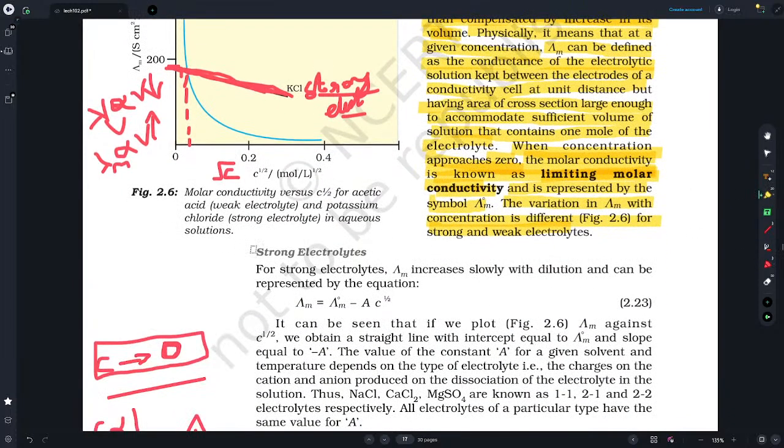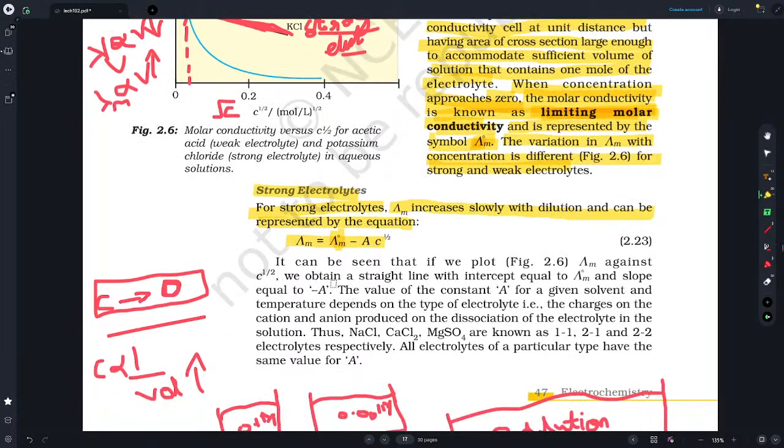Let's continue. For strong electrolytes, molar conductivity increases slowly with dilution and can be represented by the equation: molar conductivity equals lambda naught, the limiting molar conductivity when the solution reaches infinite dilution or the concentration of solute approaches zero, minus A root C, where A is a constant. A is a constant for a given solvent.